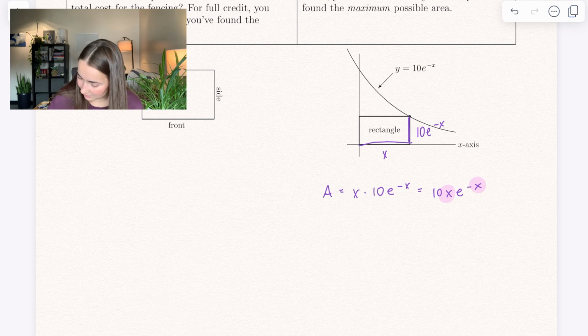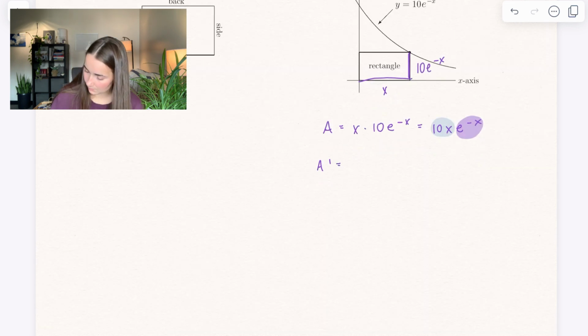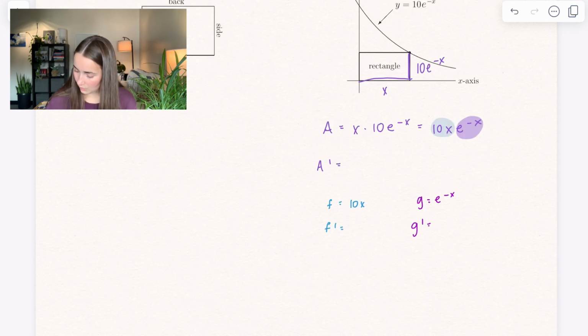So let's go ahead and take the first derivative. In order to do this, we are going to have to set up product rule. So I'll go ahead and do that. Okay, so the derivative of 10x is just going to be 10, and the derivative of e to the negative x is negative e to the negative x. I just multiply by the derivative of the exponent.